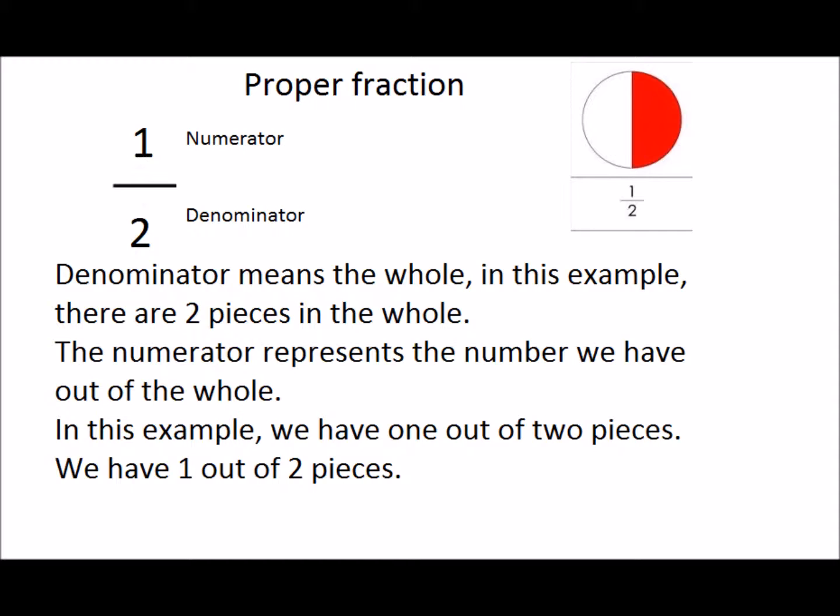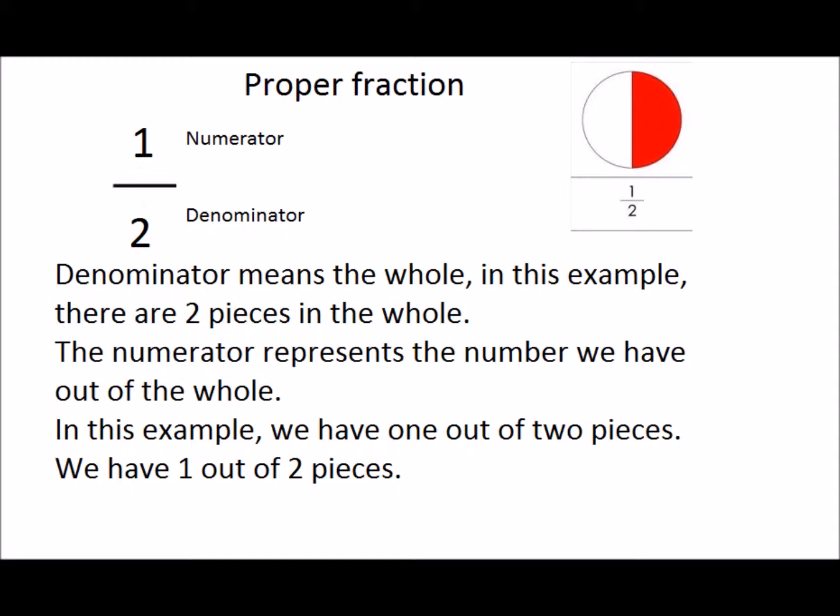Over to the right, I've shown a circle that shows the same thing, just in picture form. So we see 1/2 of the circle is shaded. So 1 out of 2 pieces are shaded. So another way to look at the 1 over 2, or the half, is "out of." So 1 out of 2 pieces are shaded.